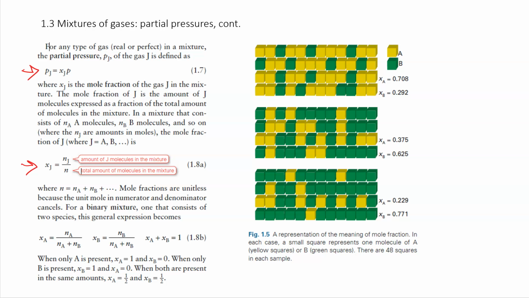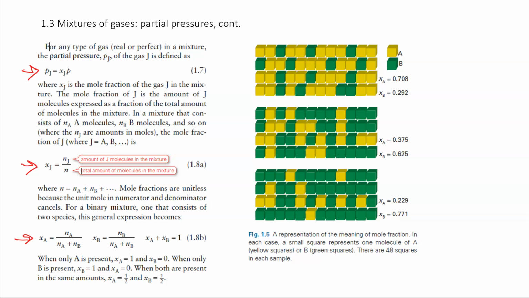For a binary mixture, one that consists of two species, this general expression becomes the following, where if you only have two species, the mole fraction of A equals the number of moles of A over the number of moles of A plus the number of moles of B. And conversely, the mole fraction of B is the number of moles of B over the sum of the number of moles of A plus B. So another way to look at this is if the total is always 1 or 100%, the mole fraction of A plus the mole fraction of B in a two-component mixture has to be equal to 1.